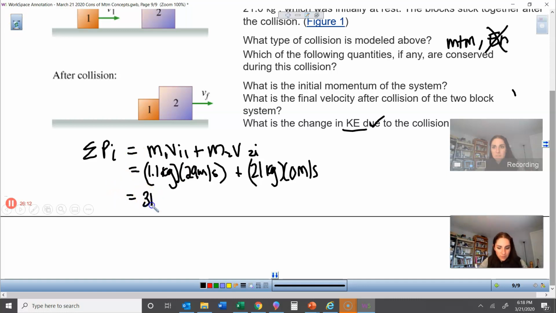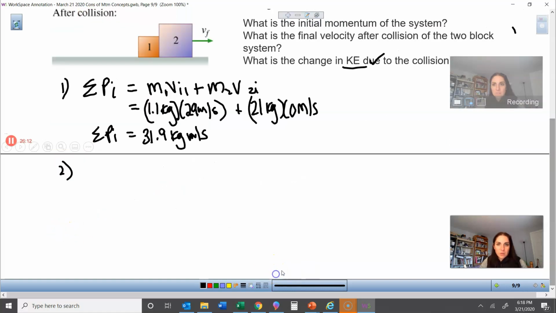This becomes 31.9 kilogram meters per second as the initial momentum. Now, what's the velocity after the two blocks? You don't have to start over from scratch the way I am, because technically you could just set this equal to the change, but I'm going to start over.